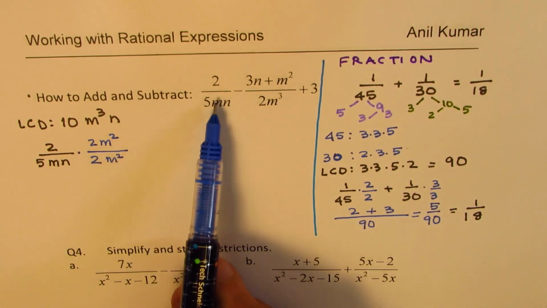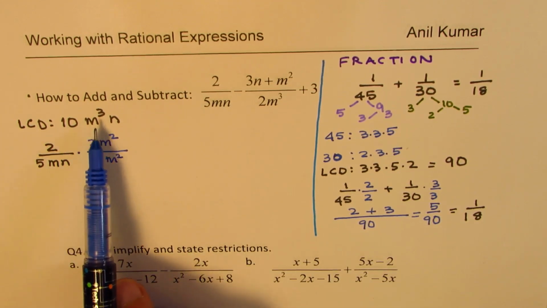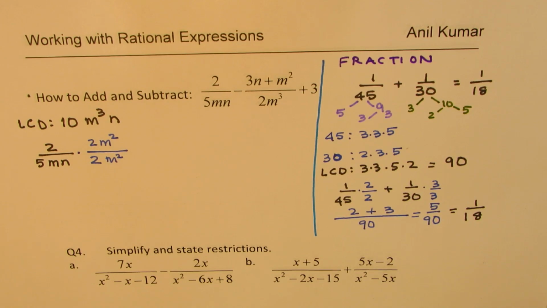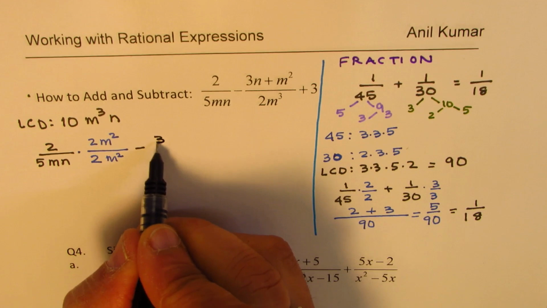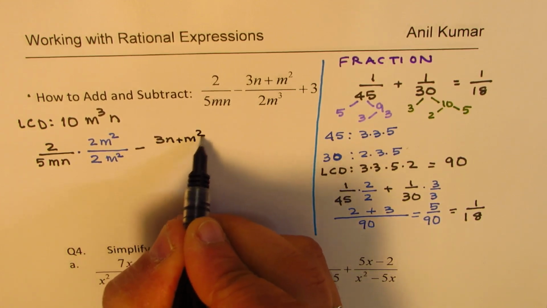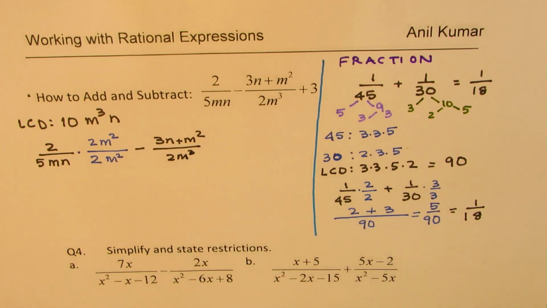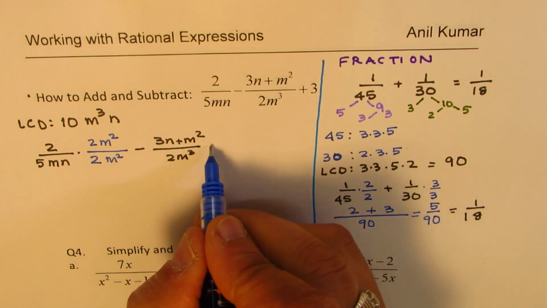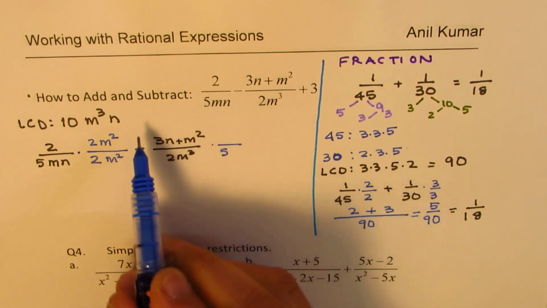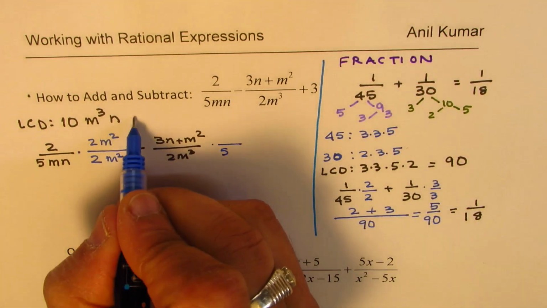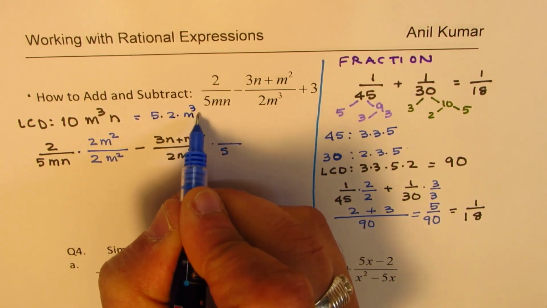So that is how we change the first term, ensuring that we have a denominator of 10m cube n. Perfect? Next term here, negative. We write down the term which is 3n plus m square divided by 2m cube. Now here we want to get 10, so I have to multiply by 5. Well, I wrote 10. I could have written 5 times 2. It becomes easier to work, right? So better could have been writing this as 5 times 2 times m cube n, right?